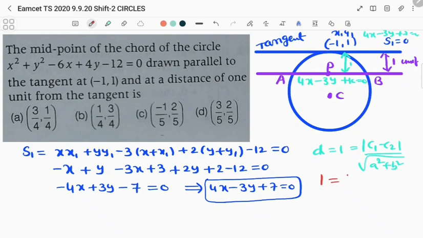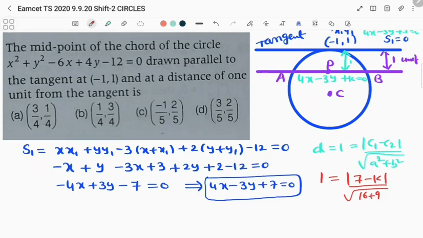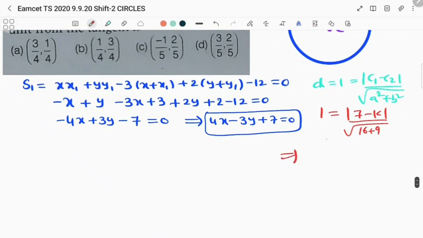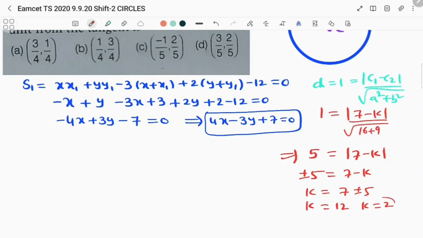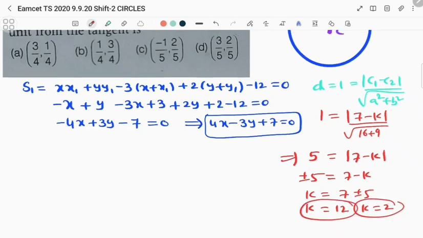So 1 is equal to mod c1 means 7 minus k by root of a square plus b square, that is 16 plus 9. So if you remove, 5 is equal to mod 7 minus k, so plus or minus 5 equal to 7 minus k. So k is equal to 7 plus or minus 5, k is equal to 12, k is equal to 2. So two possibilities are the k value.